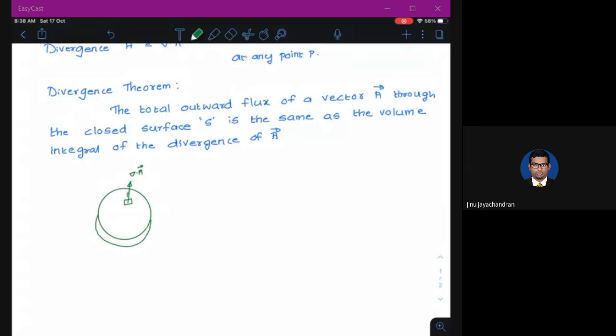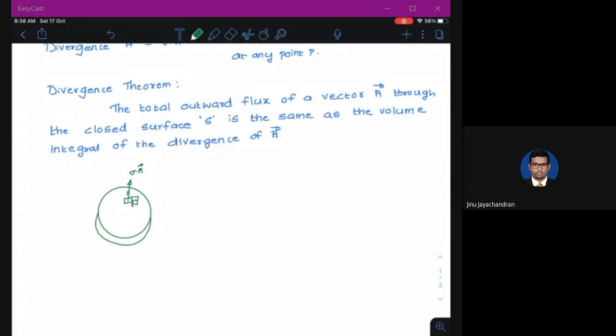Now, the divergence theorem states that if you add up such small strips or small points along the volume, then you will get the total outward flux, which is basically the integration of del dot A along the whole volume. So, in other words, I can say the integral over the whole volume of del dot A dV is equal to the total outward flux.